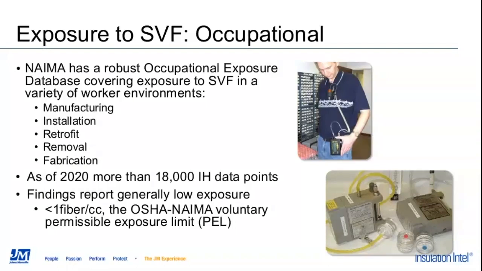And the findings from this report show that most of the people interacting with fiberglass or mineral wool are generally exposed to very low fiber levels, less than 1 fiber per cubic centimeter. That 1 fiber per cubic centimeter is relevant because that's the OSHA NAIMA voluntary permissible exposure limit. Basically, at that point, when you've got more than 1 fiber per cubic centimeter, you might want to put on an insulation dust mask to help prevent temporary mechanical irritation of your lungs. But that's a pretty dramatic amount of fibers in the air.